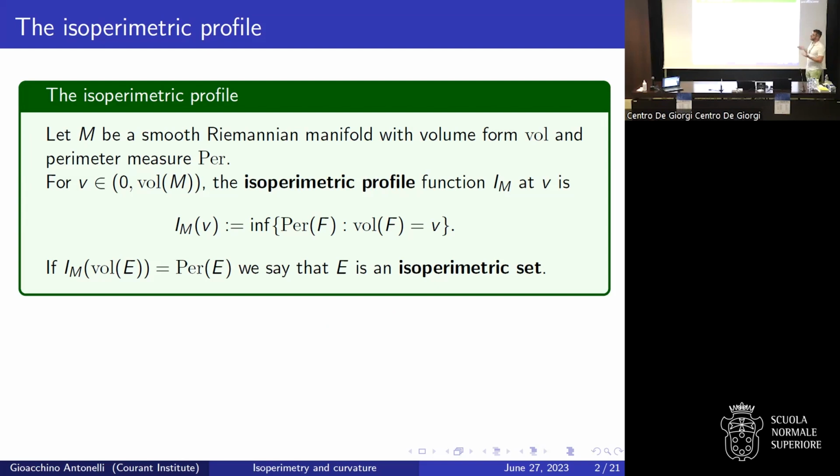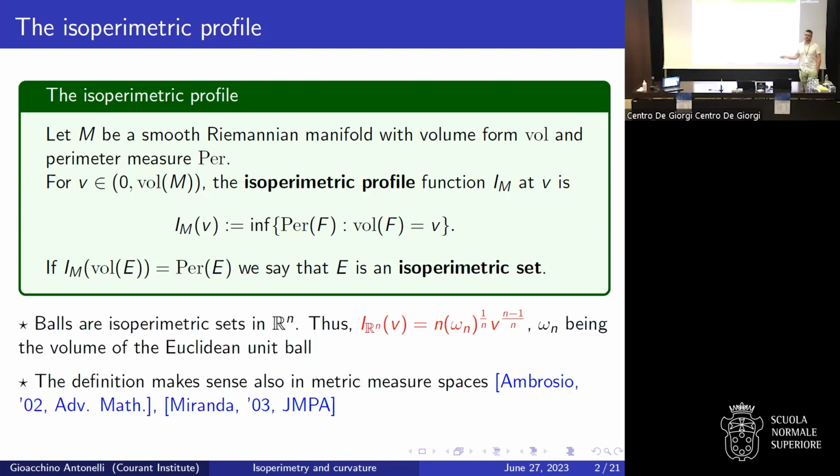So this problem of finding minima is very old. It dates back to Queen Dido, as the legend usually acknowledges. Something new can be said on smooth Riemannian manifolds with the non-smooth technique, as I will show. So first remark, balls are isoperimetric sets in R^n. There are a lot of proofs of this fact. So you can compute explicitly the isoperimetric profile of R^n, which is some power of the volume times a constant that you can explicitly compute.